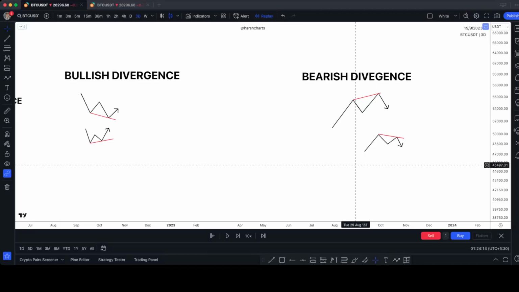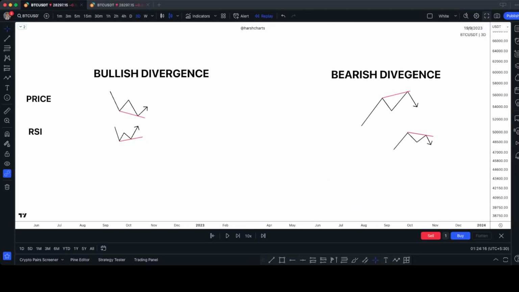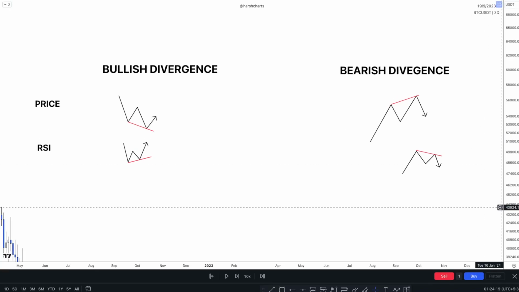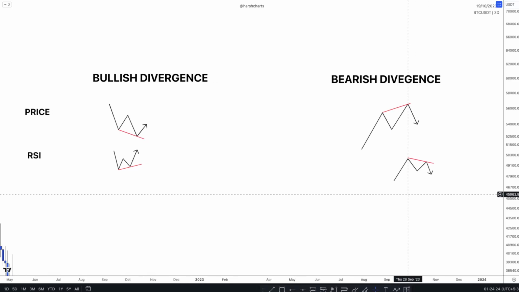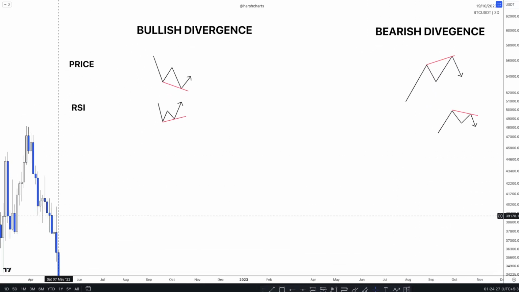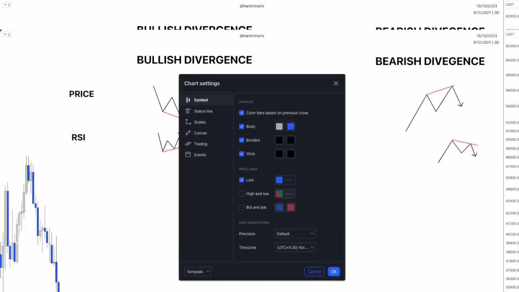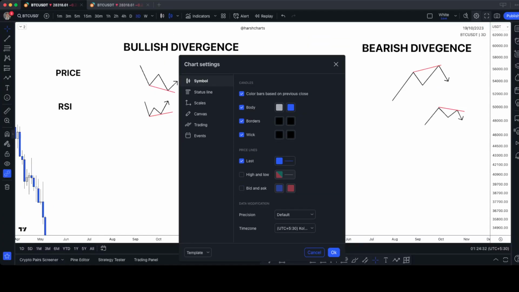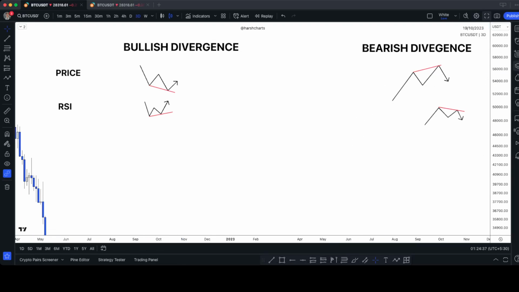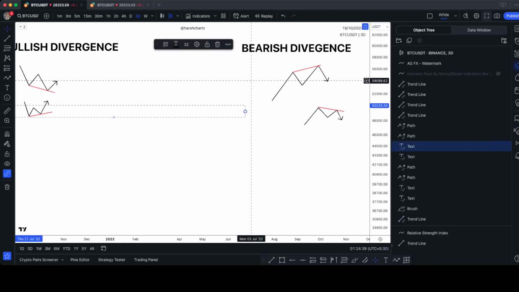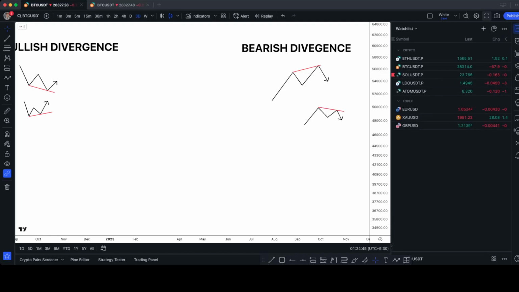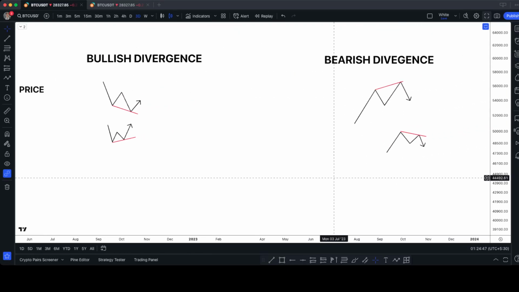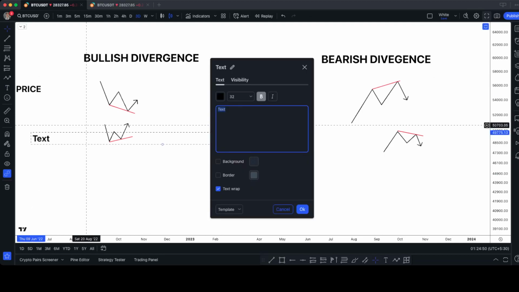Okay, here is the price. Now I'll just take the screenshot of this as well. And tell me if you understand this: when you should be looking for shorts and longs on the RSI and the price, basically. So this is the price and this is RSI.